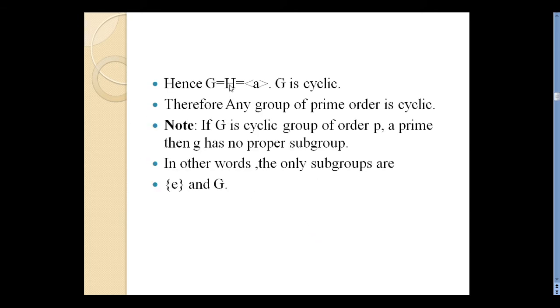Hence G equals H, which is a cyclic group. Therefore G is cyclic. Therefore any group of prime order is cyclic, we have proved. Note, if G is a cyclic group of order P, a prime number, then G has no proper subgroup. In other words, the only subgroups of G are E and G.